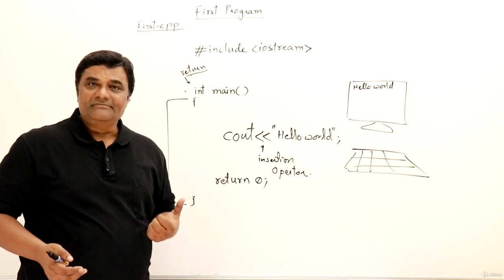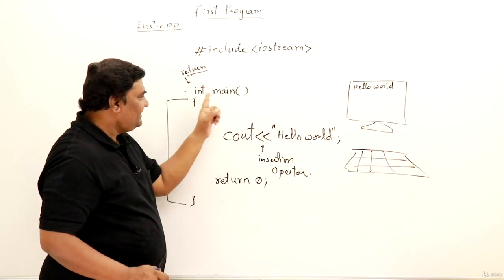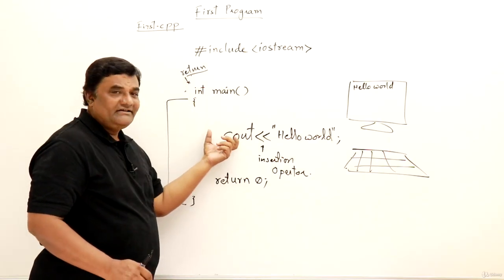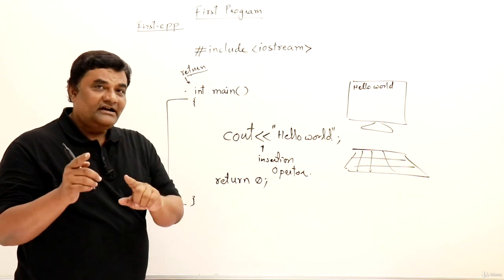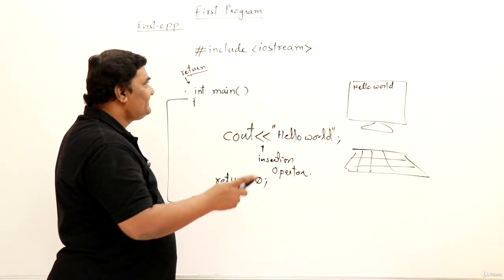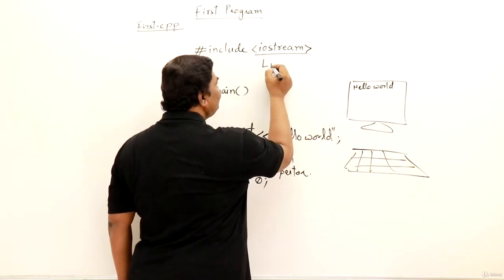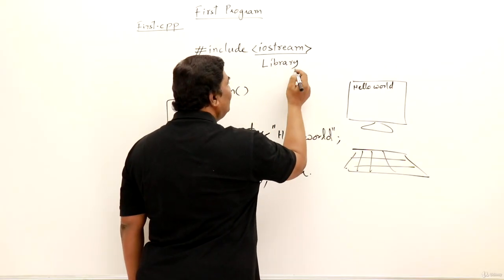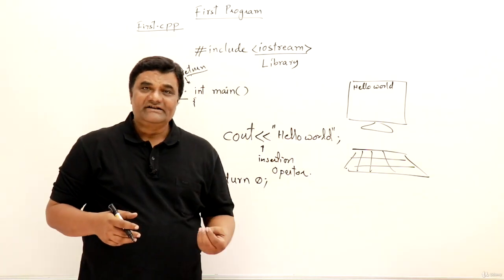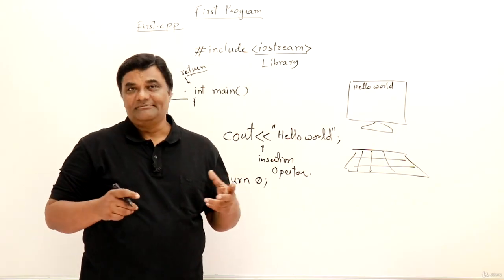Where did the cout come from? We know that for every C++ program, we should write int main(), flower brackets, and return. Then whatever we are writing here, where did this cout come from? The cout object as well as the cin object are present inside the iostream header file. So actually this is a library. A library contains a collection of built-in objects or functions that a programmer can use to easily write a program.